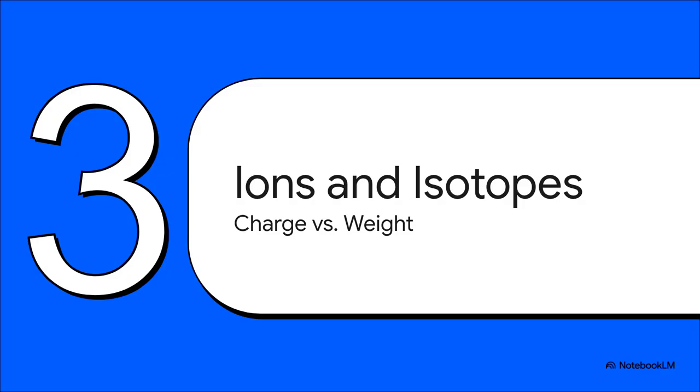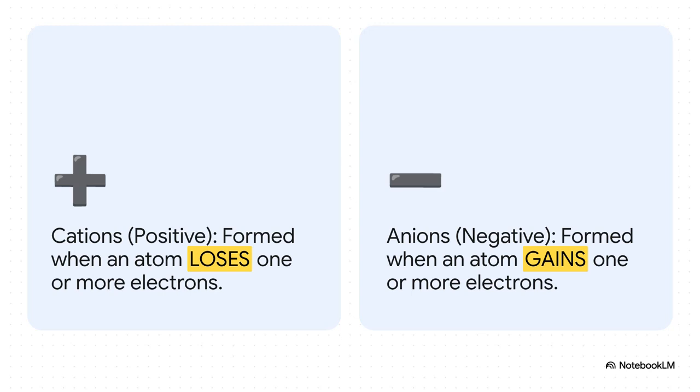Okay, section 3, ions and isotopes. So, we know the proton number is non-negotiable, but atoms can still have some variety in their charge or their weight. And that brings us to 2 really crucial concepts, ions and isotopes. First up, let's talk ions. An ion is just a word for an atom that isn't neutral anymore. It's got an overall electrical charge because it's either gained or lost some electrons. If it loses an electron, it has more protons than electrons, so it becomes a positive ion, or a cation.